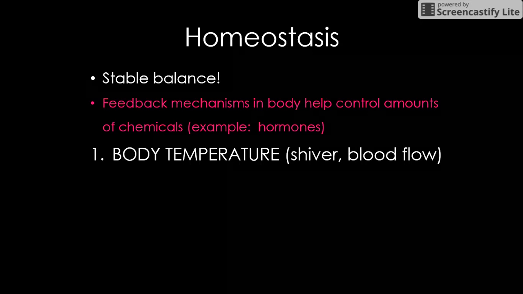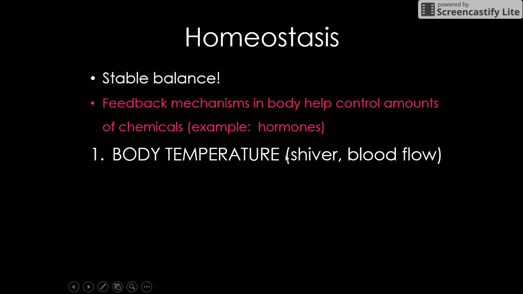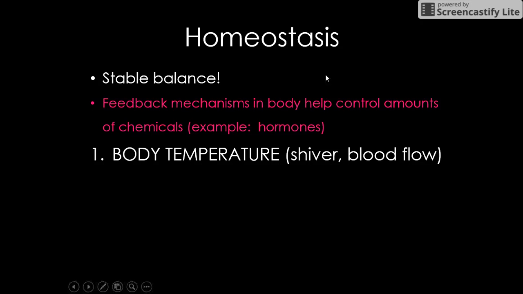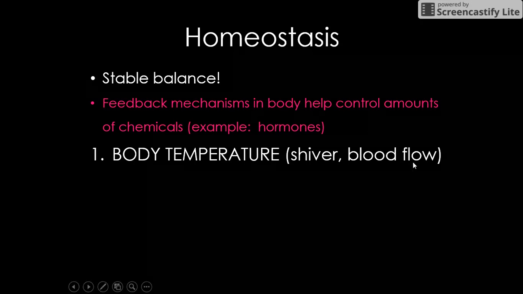Number 1, a key thing for homeostasis is body temperature. So when it gets hot, we sweat. When it gets cold, we shiver. Also blood flow. So when it gets cold, our blood is going to start to slow down.